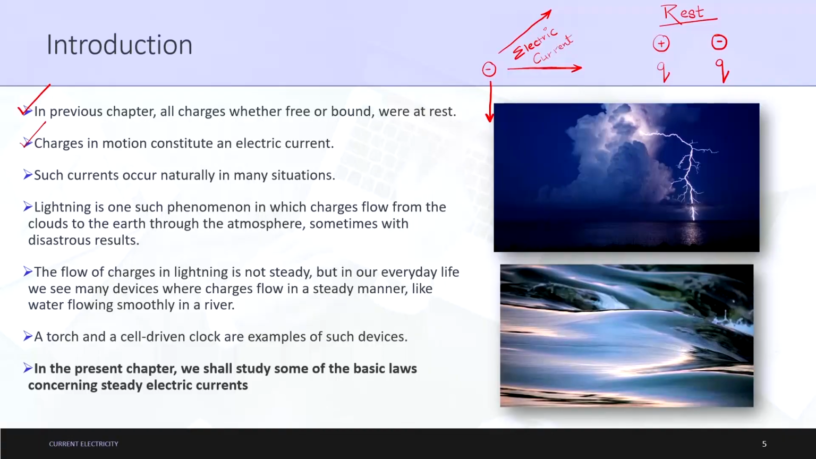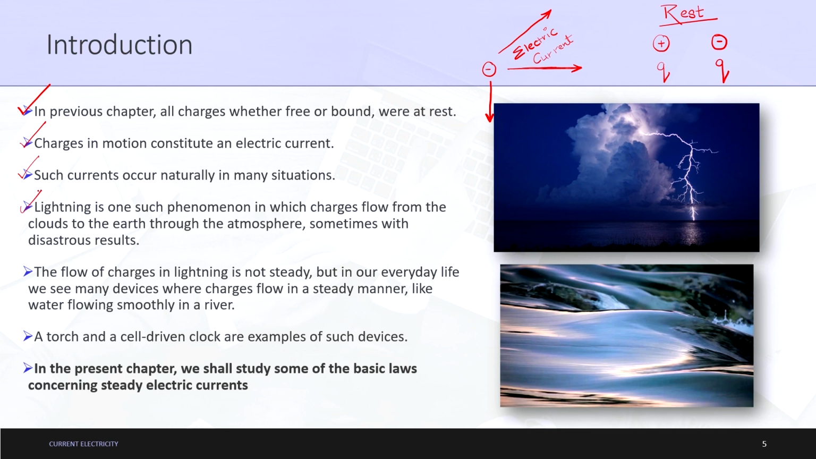This electric current is produced when the charges are moving from, let us say, point A to point B. Now such currents occur naturally in many situations. We are taking examples of some of the electricity concepts which evolve in our surroundings only. So lightning is one such phenomenon in which charges flow from the clouds to the earth through the atmosphere, sometimes with disastrous results.